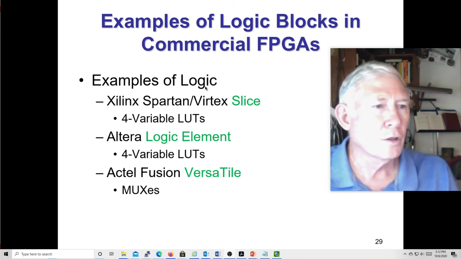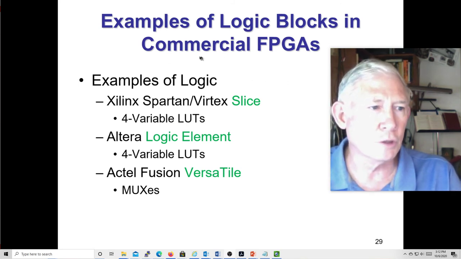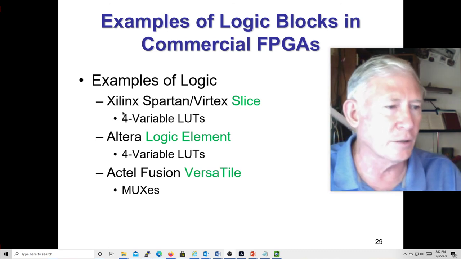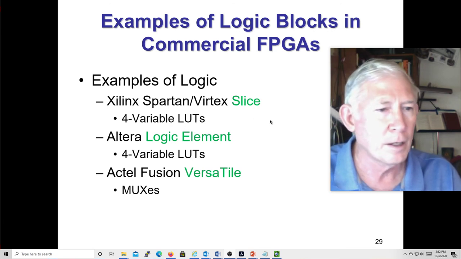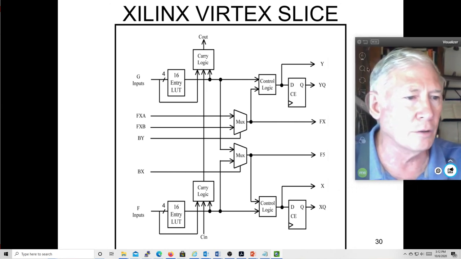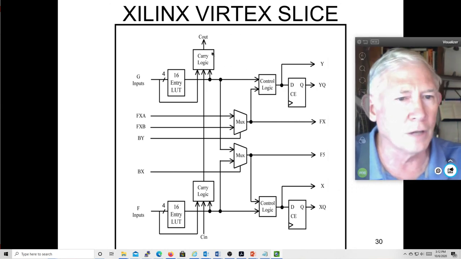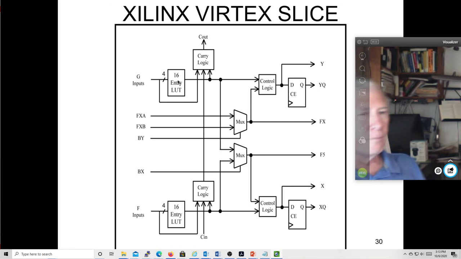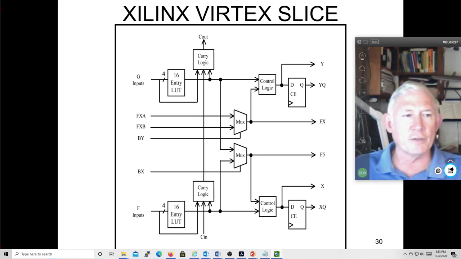Okay. So, examples of logic blocks in commercial FPGAs. Now we're going to look at some actual examples. The Xilinx Spartan and Virtex had LUT4s. So here's a slice in a Virtex, and I do have stuff to look at for our Artix. So here's a LUT4, and of course it has 16 bits for F that you get to specify. Four independent variables, 16 rows, and 16 specifications for the outputs.